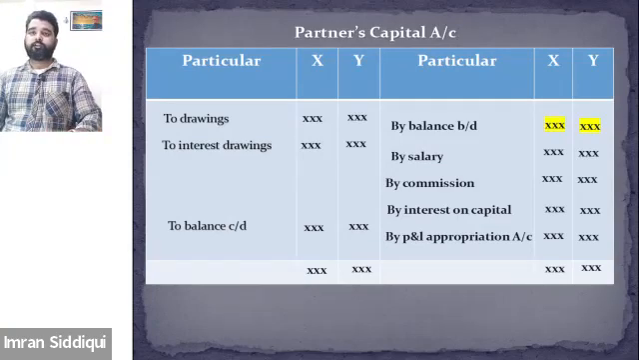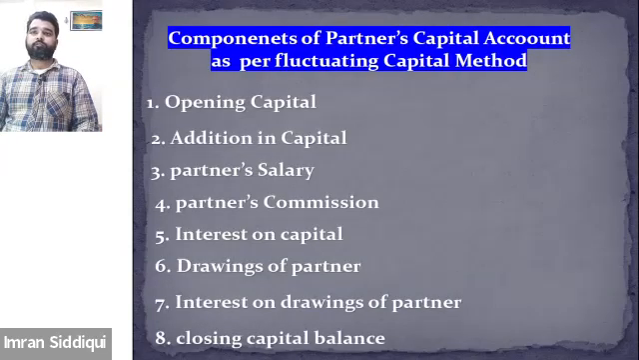Everyone, is this clear to all of you? Sir, can you show the components as per the fluctuating? Yeah, these are the components.